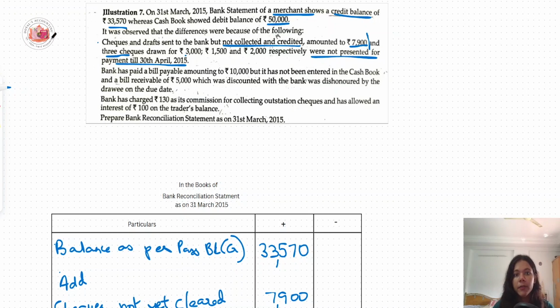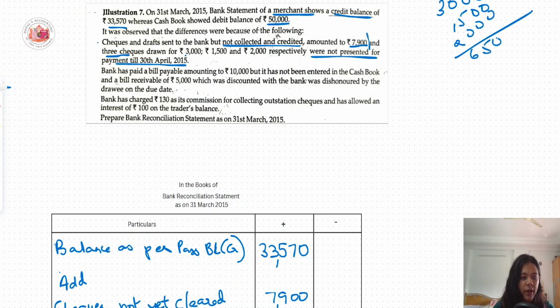Now let's see the next part of the question. 3 checks for rupees 3,000, 1,500 and 2,000 respectively were not presented for payment until 30th April. So 3 checks, 3,000, 1,500, 2,000. So that's total of 6,500. So checks were issued for these amounts, okay, but these checks have not yet been presented to the bank until 30th April 2015. But we have to create our bank reconciliation statement as on 31st March. So what are we going to do?